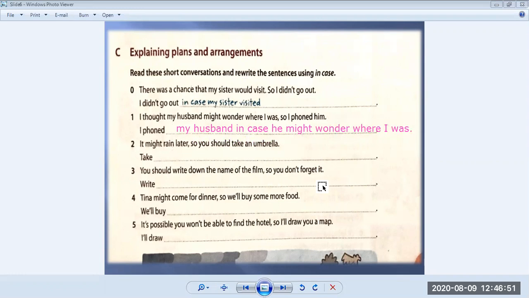Okay, so next one. It might rain later, so you can take an umbrella. So, take an umbrella in case it might rain. Okay, that's how we're going to use it. So again, as usual, the rest of the exercise, 3, 4, 5, you're going to complete on your own. I'm going to leave it for you. So let's see the next one.